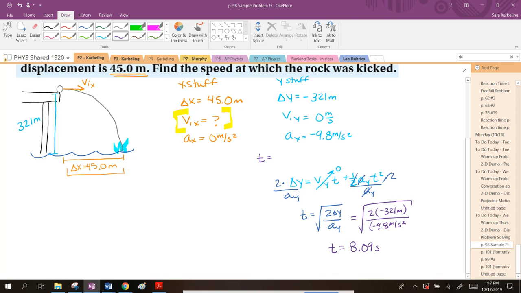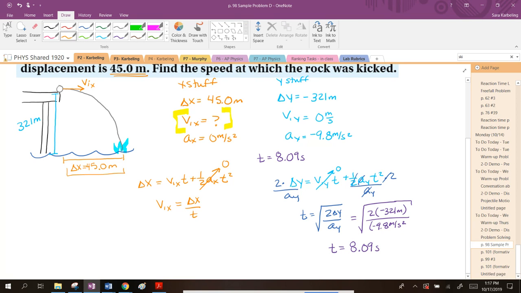Now we're not done with the problem, because that's just the time. That's telling us this thing over here, 8.09 seconds, and now we can use that to solve for the x stuff. Same equation. We're just going to write it out again, because we're talking about just the x stuff this time. So delta x is equal to v_ix times t plus 1/2 a_x times time squared. Again, is there anything that's equal to 0? Yep, indeed there is. That's equal to 0. So now we need to solve this for v_x. The initial velocity in the x direction is equal to delta x over t.